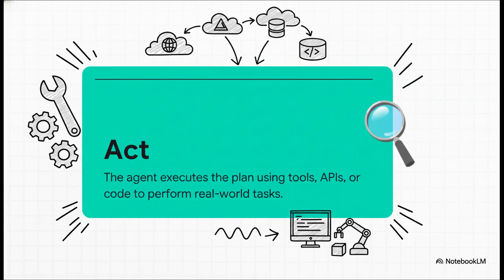Okay, next, the agent has to act. This is where it goes from just thinking to actually doing. It starts using its tools to execute the steps from its plan. And we're not just talking about generating text here. This is about connecting to a search engine's API, running a piece of code to analyze data, or maybe even accessing a company's internal database. This act phase is what makes an agent a true agent and not just another chatbot.